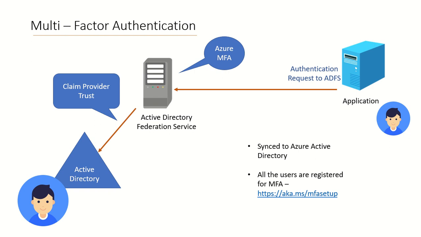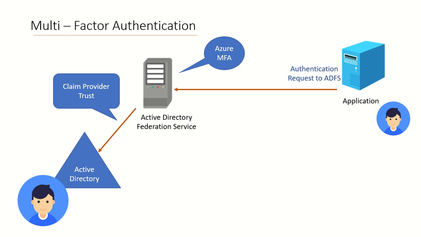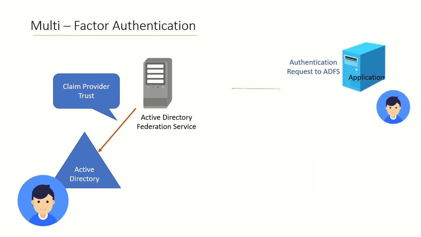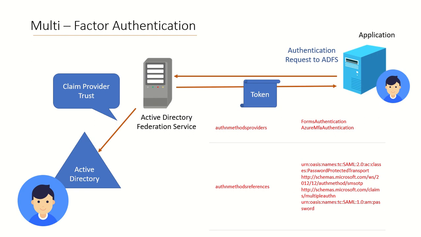Now, once the Azure MFA is triggered, as per the preference of the user, a user might receive a phone call, a text message, or a notification on the Authenticator app. Once the second factor authentication for the user is completed, ADFS will send a token to your application, and there will be a set of different information in terms of authent method providers as well as authent method references.